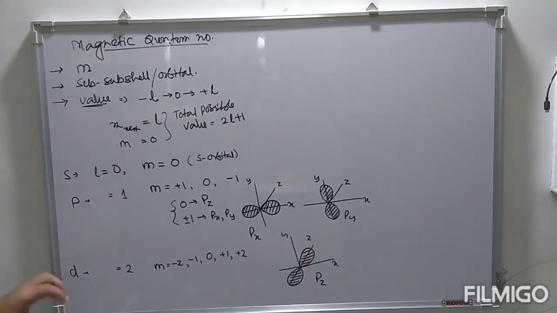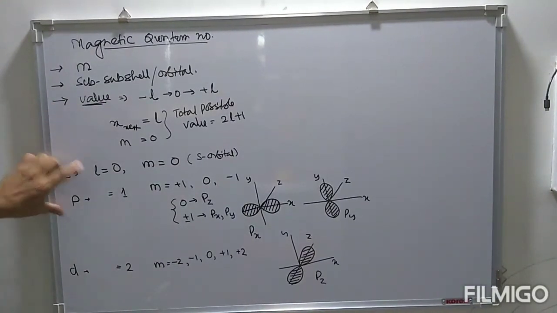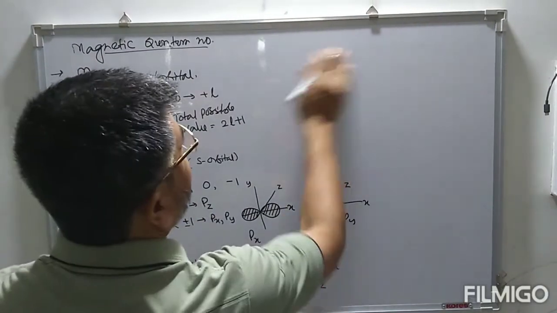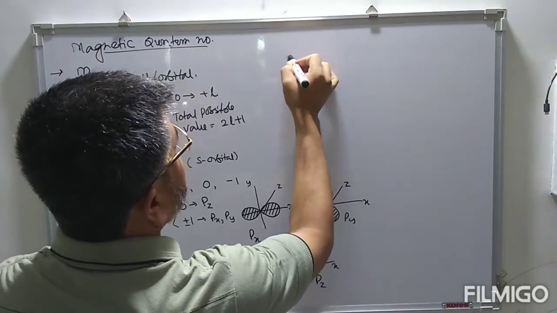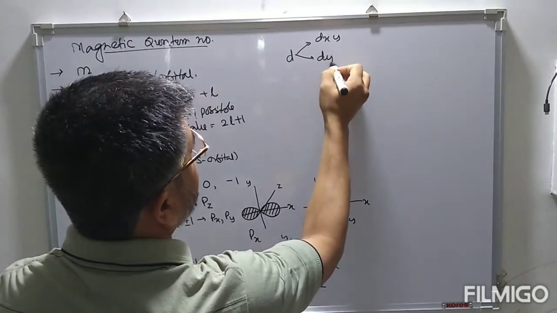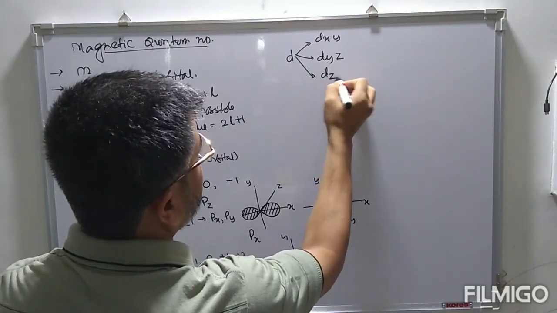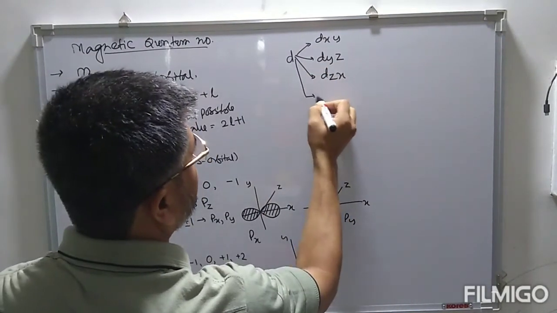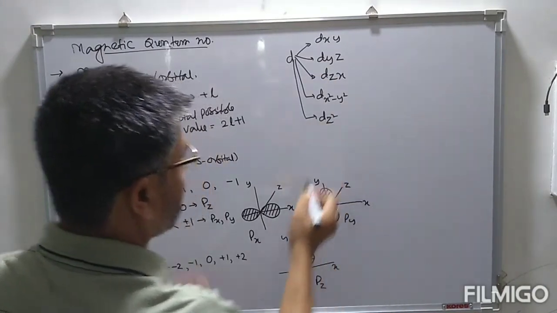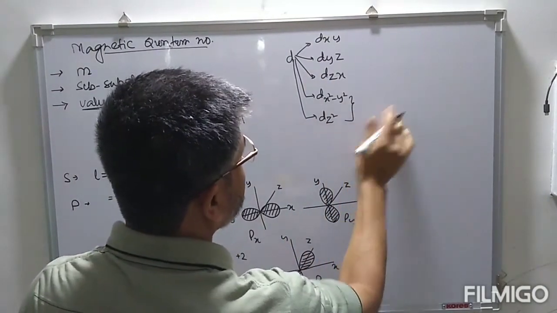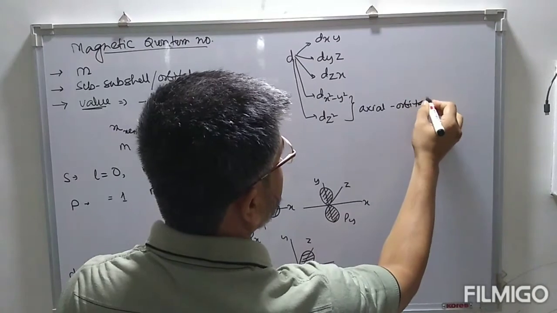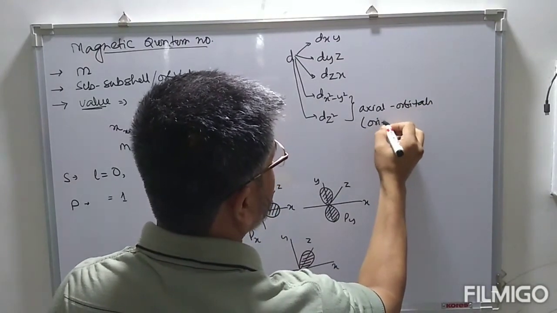There are 5 possible values of M. That means there are 5 possible D orbitals. So this D has got 5 orbitals: dxy, dyz, dzx, dx square minus y square, and dz square. These two are known as axial orbitals because they have orientation around the axis.